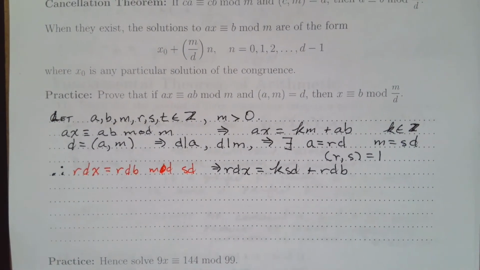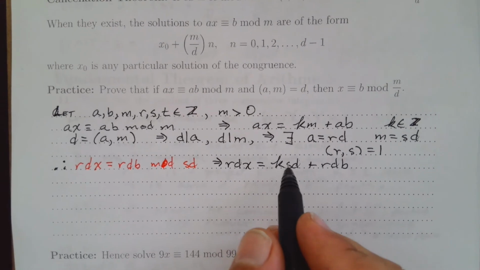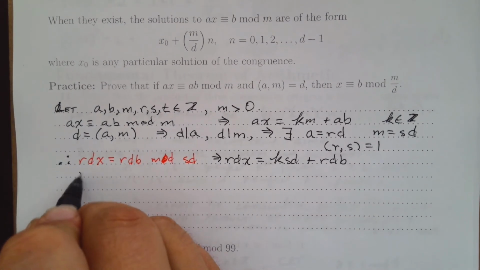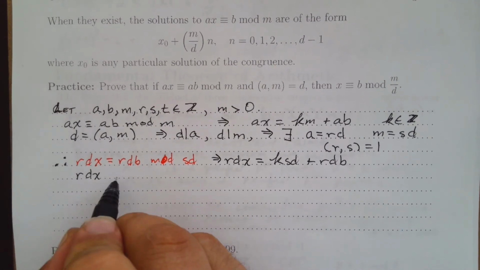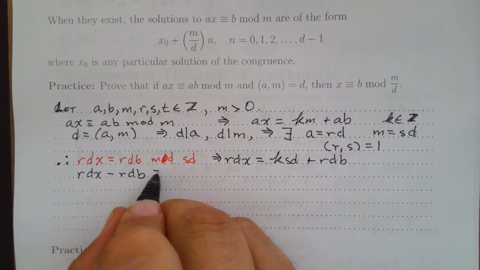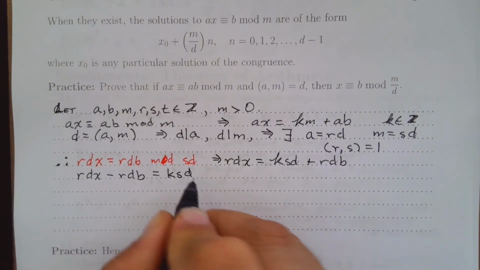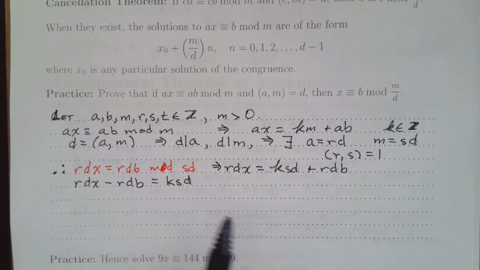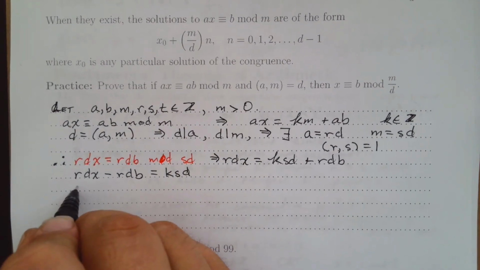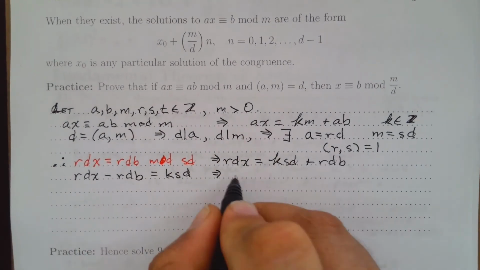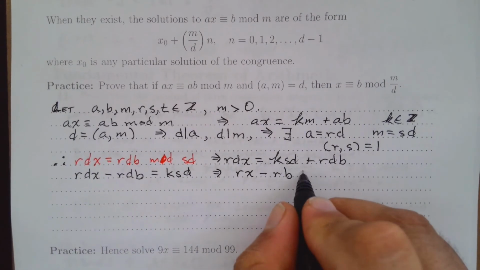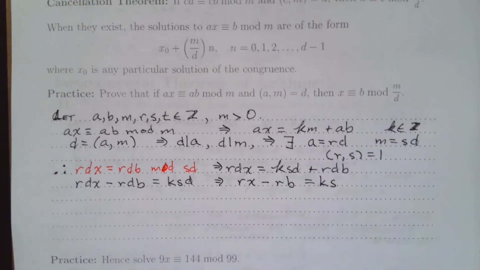Now, moving things around in this equation, I can say that RDX minus RDB is equal to KSD. And since D is non-zero, as it is the greatest common divisor, I can say that Rx minus Rb is equal to Ks.